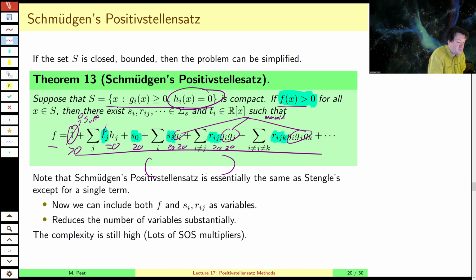And of course, we do that because we want the linearity in f, right? If f is a decision variable, now this is linear in all of our decision variables. All the sum of squares ones, the polynomial one, and then what we're really searching for, f, which often represents our Lyapunov function.